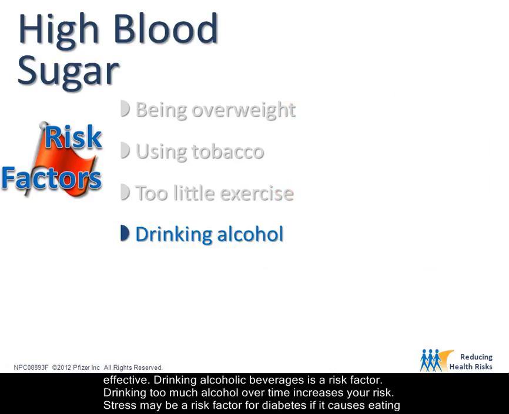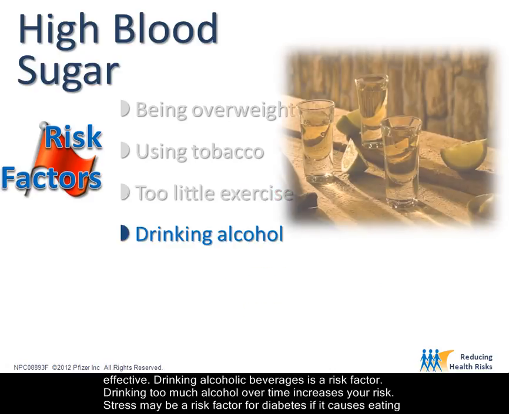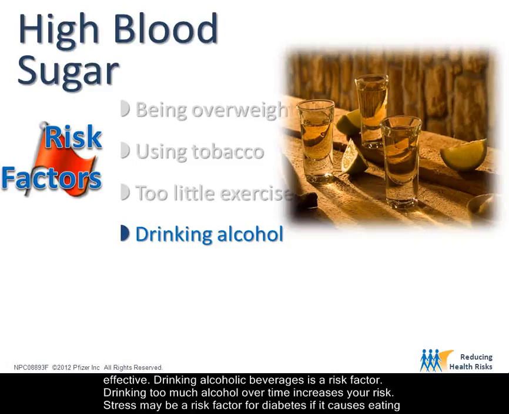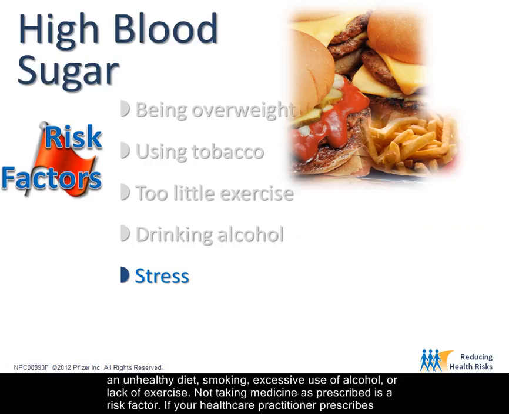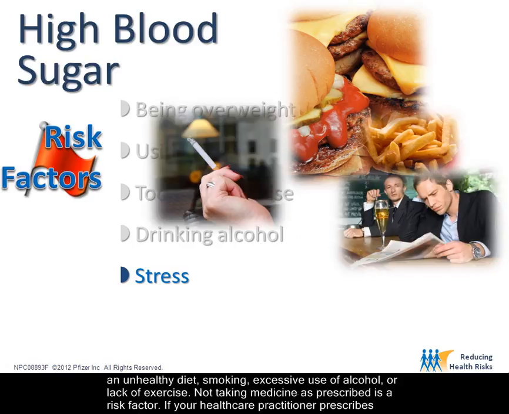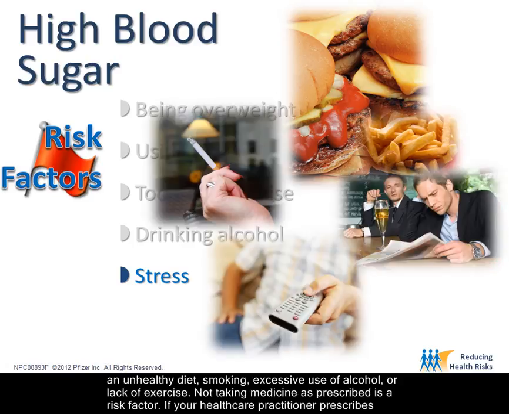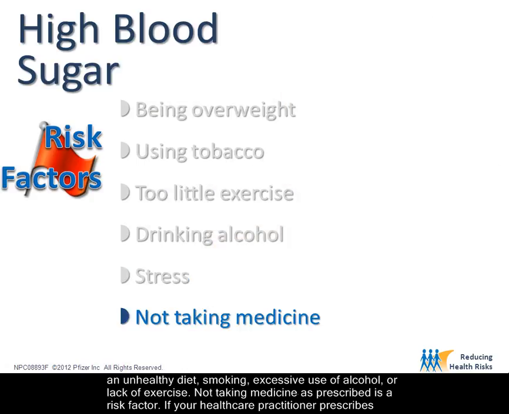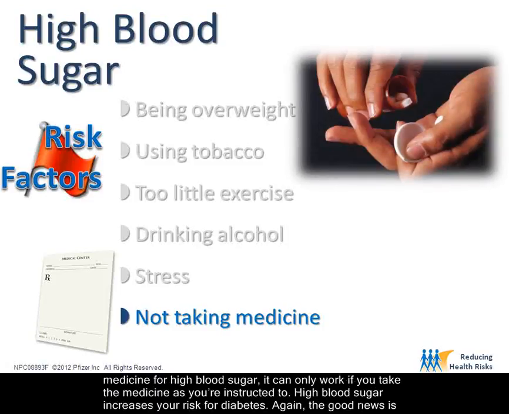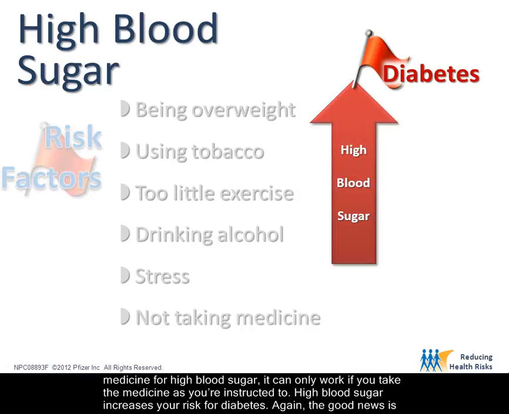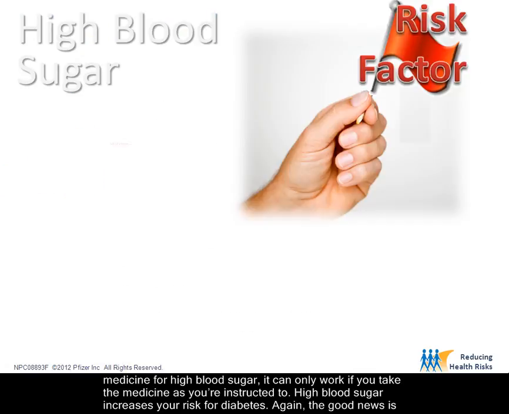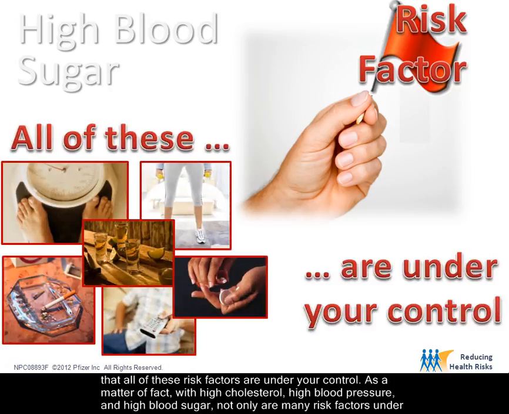Drinking alcoholic beverages is a risk factor. Drinking too much alcohol over time increases your risk. Stress may be a risk factor for diabetes if it causes eating an unhealthy diet, smoking, excessive use of alcohol, or lack of exercise. Not taking medicine as prescribed is a risk factor. If your healthcare practitioner prescribes medicine for high blood sugar, it can only work if you take the medicine as you're instructed to. High blood sugar increases your risk for diabetes. Again, the good news is that all of these risk factors are under your control.